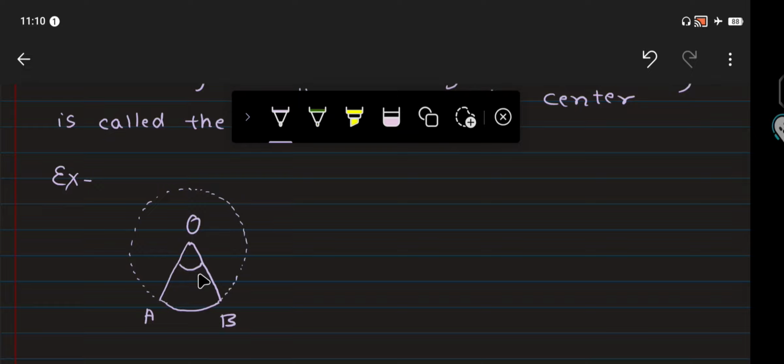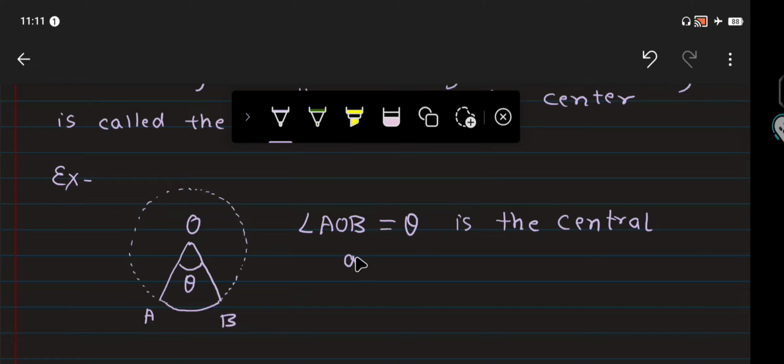So let's represent it with a letter theta. So this angle AOB is called the central angle of the arc AB.